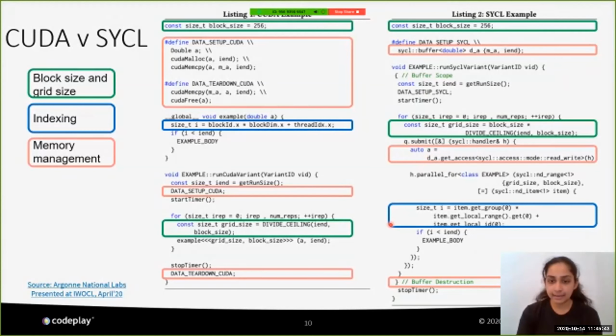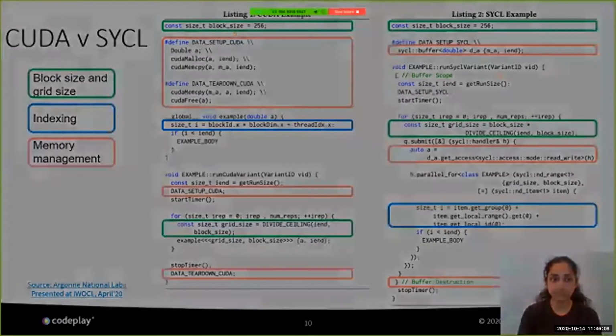The indexing is shown in the blocks represented in blue, and the block size and grid size calculations are shown in the block represented in green. So as you can see, it simplifies the code. The same code that we see over here can be run on the CPU, GPU, or any of the processors or chips that come up.